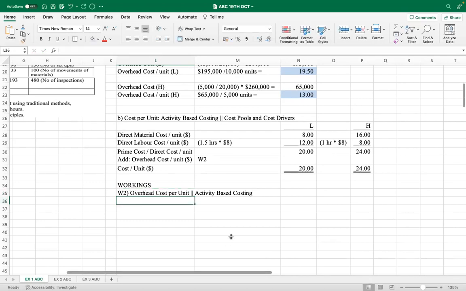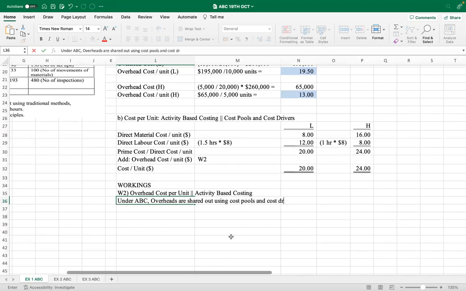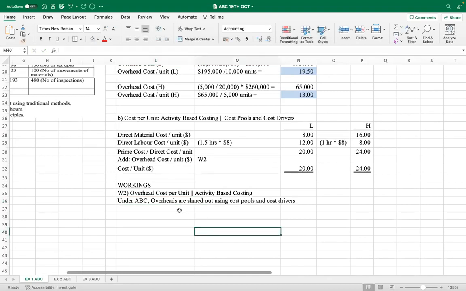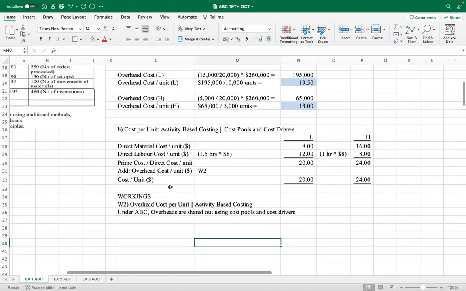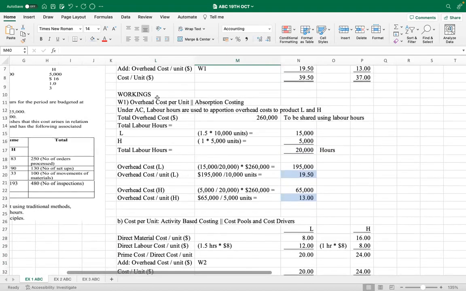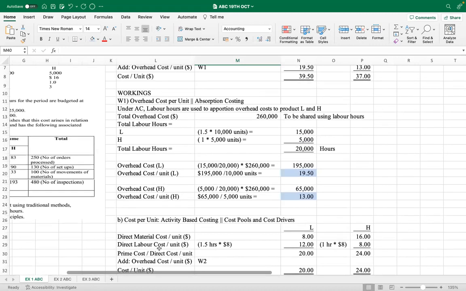Now, we said under ABC, overheads are shared out, are apportioned, in other words, using cost pools and cost drivers. We explained it in the previous part when we were looking at the theory part in part 1 of this. We are in part 2, which is solving an example.